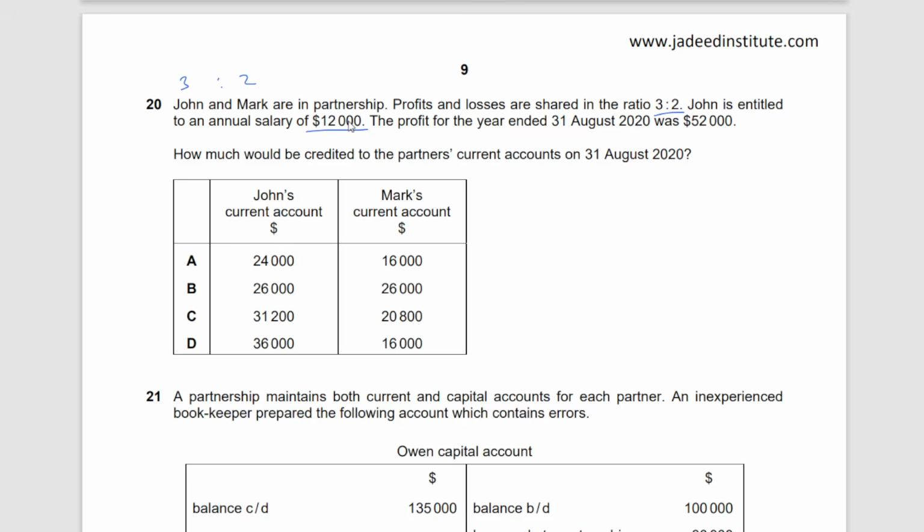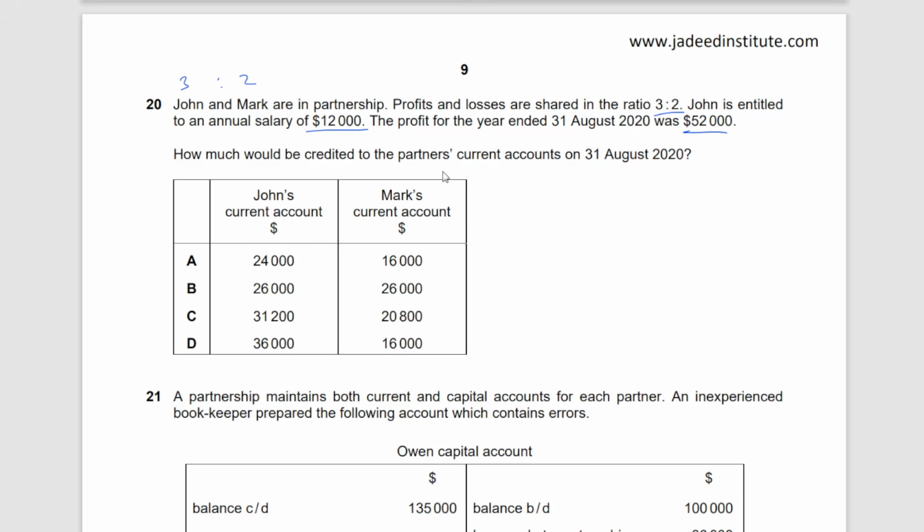Partner's salary, interest on drawings, interest on capital, these things are not subtracted from profit because they're expensed out. No, they are actually division of profit, right? Not in a ratio, in specific terms. So basically, John would get 12,000 directly from the profit. You get it? The profit for the year ended was 52,000.